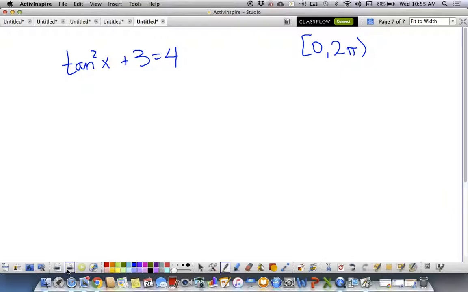You want this in radians or 0 to 2 pi, so we want radians. One of the harder things about this is you get an answer and you think you're done. Did you ask yourself, could there be more than one answer?